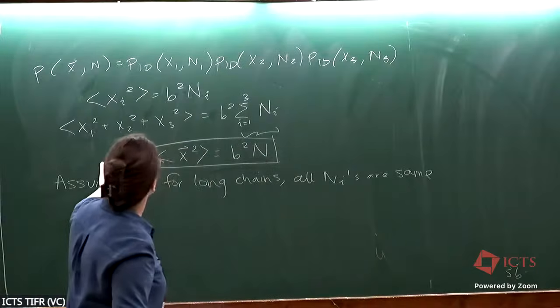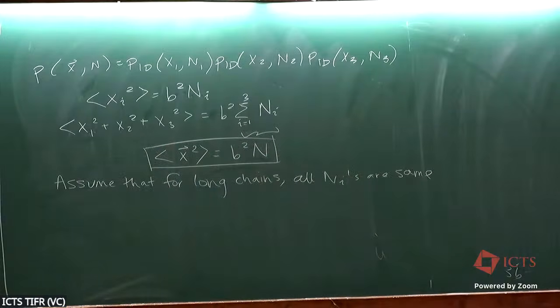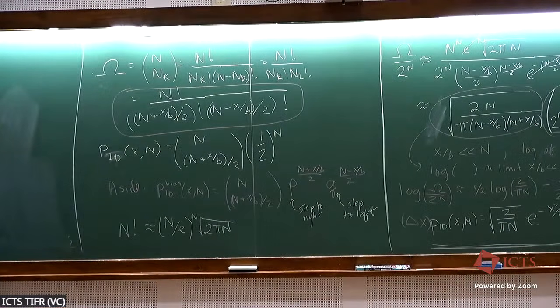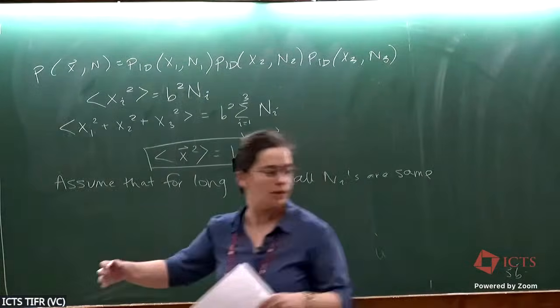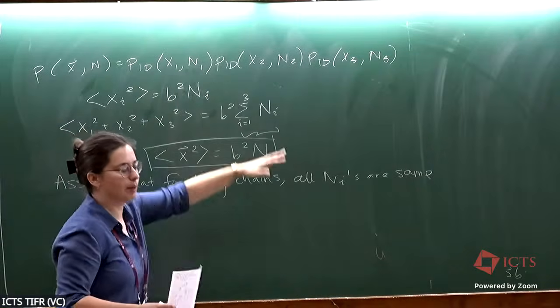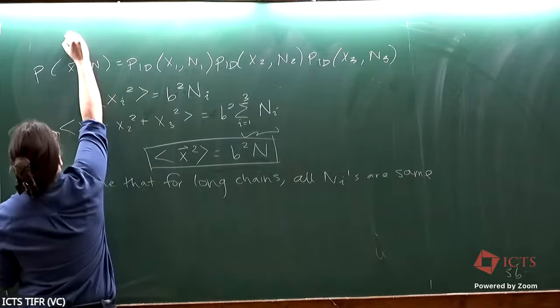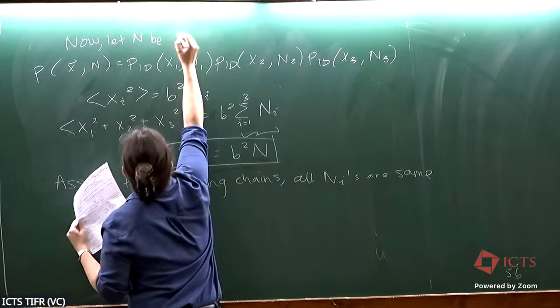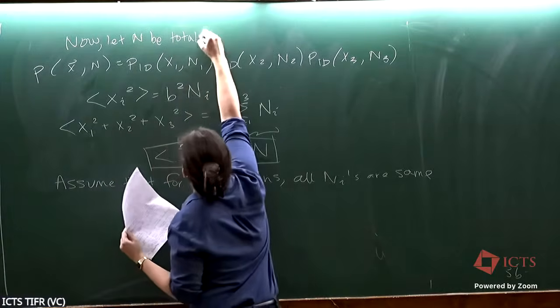No, so yes, over here my n was just the number of steps in 1D. This was my 1D n. And now I did this, without saying it, I'm now moving to my real n, my number of actual steps. And so now the n that I was working with before is now my n1. Okay. Now I'm adding them all together. So let me write that down. So now let n be total steps in polymer.